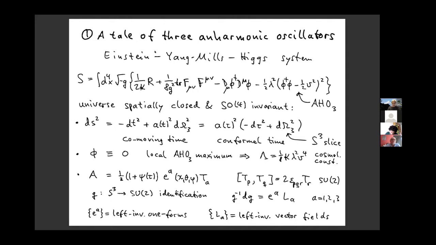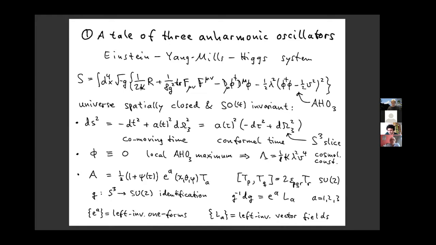So the whole thing starts with a tale of 3 anharmonic oscillators. Here is the Einstein-Yang-Mills-Higgs system. Here you have the Einstein gravity, here you have SU2 Yang-Mills, and a Higgs, the usual standard Higgs sector. And here you see an anharmonic oscillator that is well known.